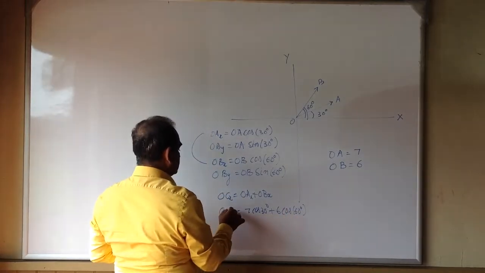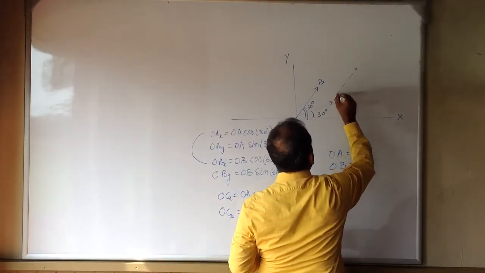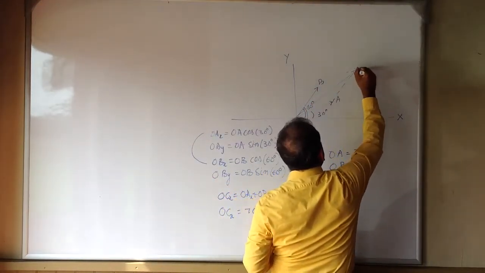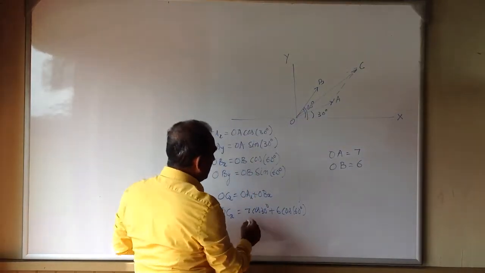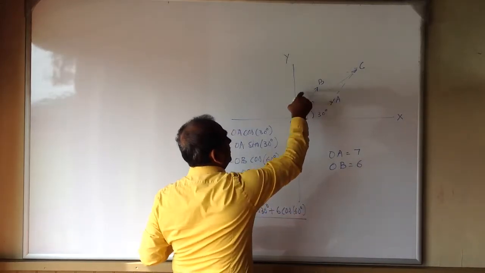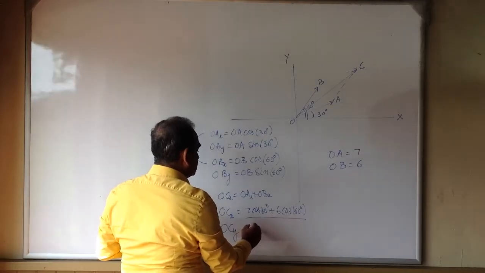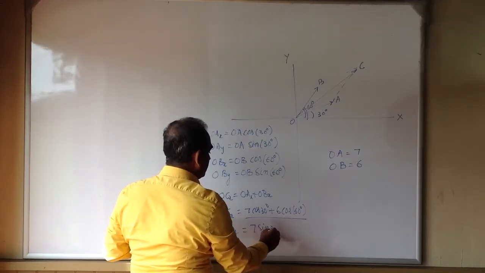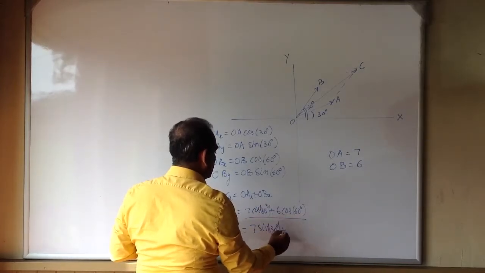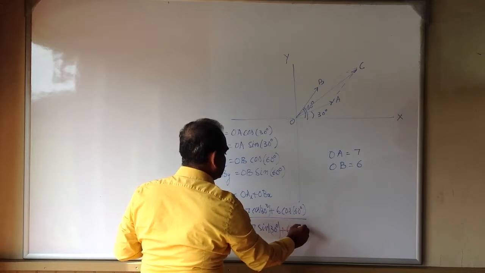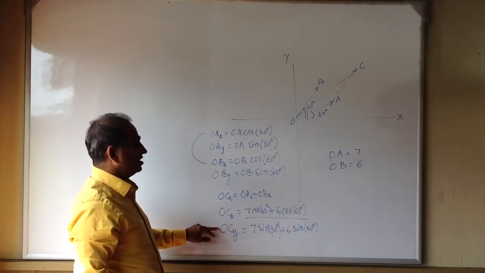This is OCX. What is C here? If you have the resultant between these two by completing the parallelogram, this is C, this is OC. So the OC x component value will be the sum of the x components of OA and OB. Similarly, the OC y component will be equal to 7 sine 30 plus 6 sine 60. So this is OCX and OCY.